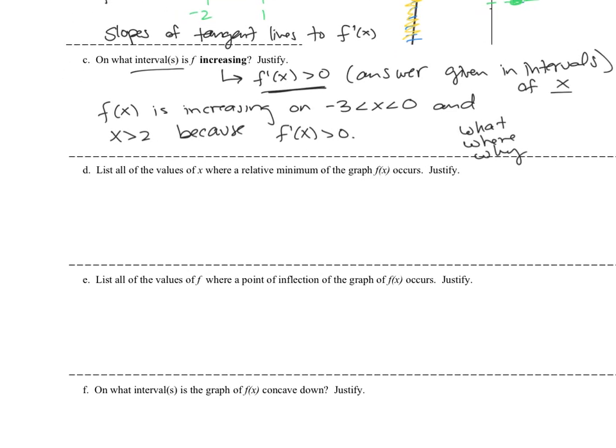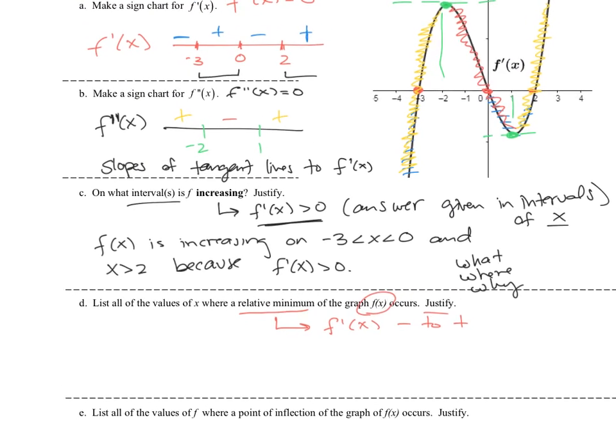It says list all of the values of x where a relative minimum of the graph of f of x occurs. Justify. Well, again, I don't have the graph of f. I have the graph of f prime, but I know a relative min for f occurs when f prime changes from negative to positive. So by writing this little note to myself ahead of time, I'm really coming up with a justification. All right, so again, I'm not going to pay attention to my graph anymore.